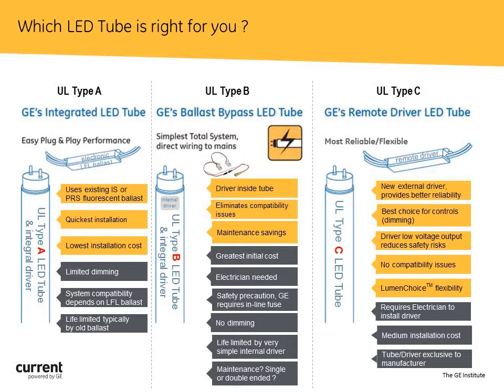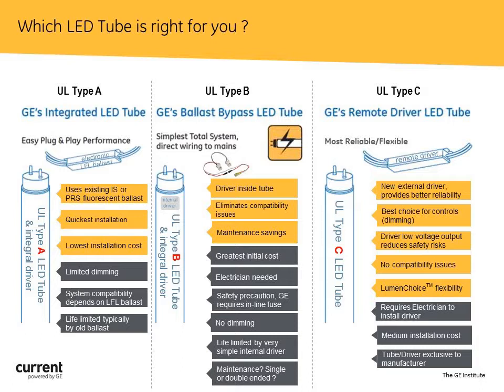Let me go back to Type B. If you've got 277 volts going directly into that tube, either single or double-ended, there is definitely a chance of getting shocked. Now we know code says you must shut the electricity off when you're doing any kind of work this way. Any type of relamping, certainly any kind of Type B or Type C ballast removal and driver or Type B rewiring. Unfortunately, we all know that typically when lamps are being replaced, electricity is not turned off. And herein lies the problem with Type B.